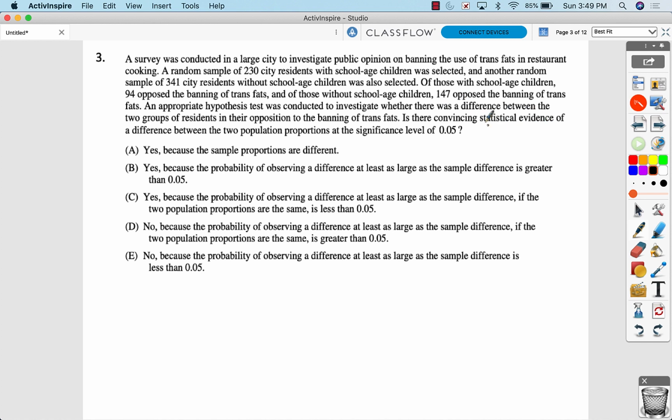Okay, is there convincing statistical evidence? So this is either going to be a mean problem, a proportion problem, some sort of chi-square problem, or maybe even a slope problem. There's this large city, blah, blah, blah, a random sample. So they asked them a question. This is categorical data. They're saying, like, out of 341, 94 opposed. I have to make sure. School age. There's the school age. So out of 230, 94 opposed. So that means that's a count.